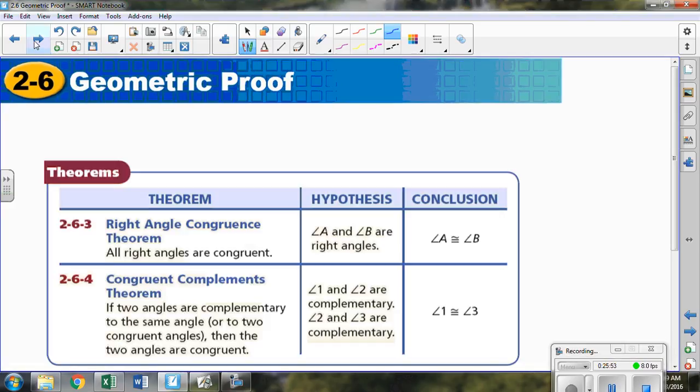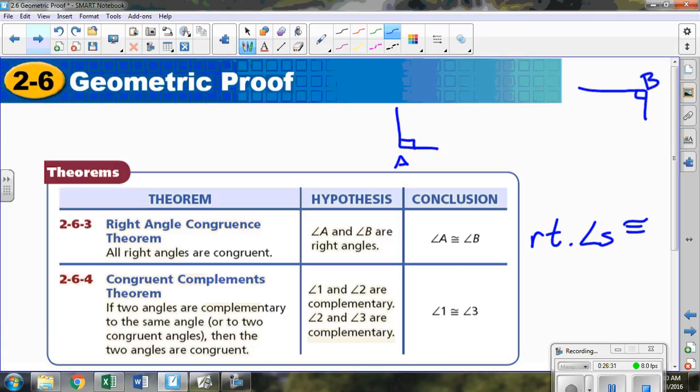So, 2 more theorems to work with here. The right angle congruence theorem is one that should be really, really kind of obvious. All right angles are congruent. We'll use the abbreviation: right angles are congruent. Essentially, this one is saying, over here, I have angle A, that's a right angle. Over here, I have angle B, that is a right angle. Those are congruent to each other.